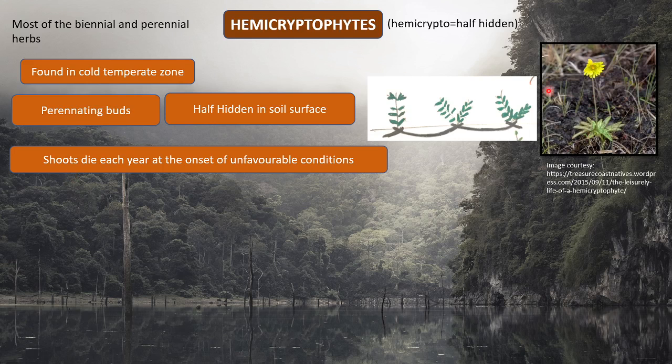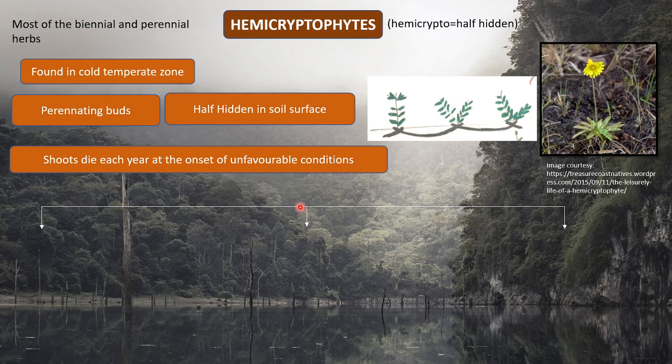So here is an example of such a hemicryptophyte. This is a butterwort plant. As you can see, there are leaves present here only at the base, and this leaf is actually protecting the perennating bud below it, right? So the bud is half hidden in the soil and half out of the soil, and this is the flowering, right?